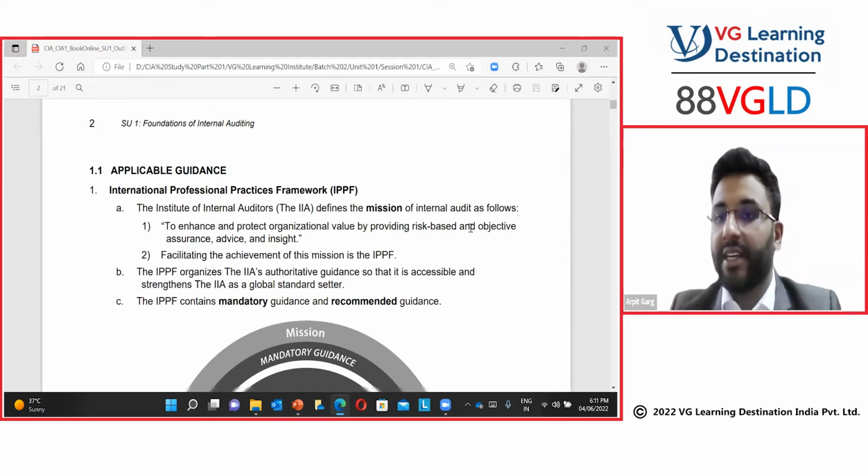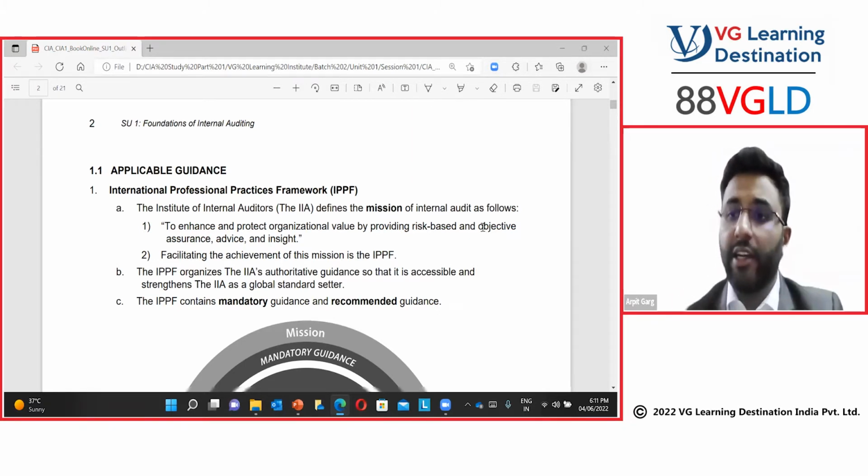Objective is basically unbiased, folks. It means the internal auditor is not in a conflict of interest. So objective is unbiased assurance. Let's read this together. It says to enhance and protect organization value by providing risk-based and objective assurance: unbiased assurance, complete assurance, providing the right set of facts and numbers to the management. Giving them the right assurance is all about giving them the actual facts, and advice and insight.